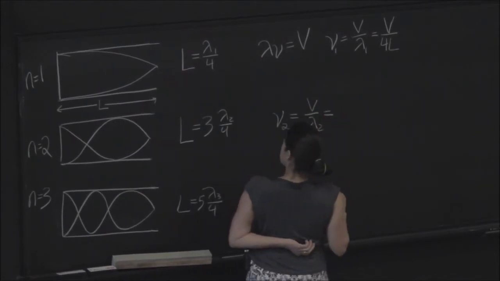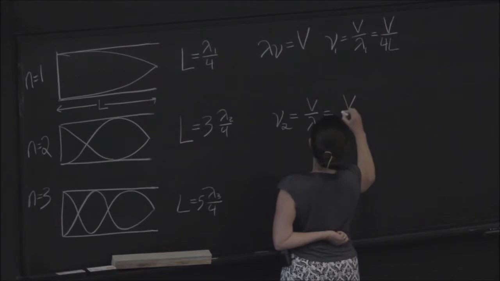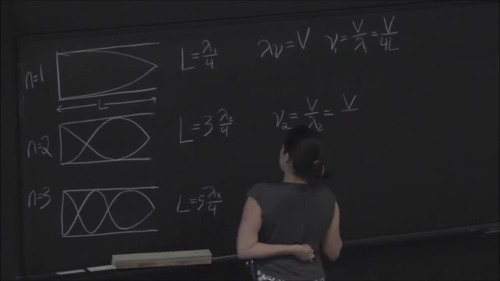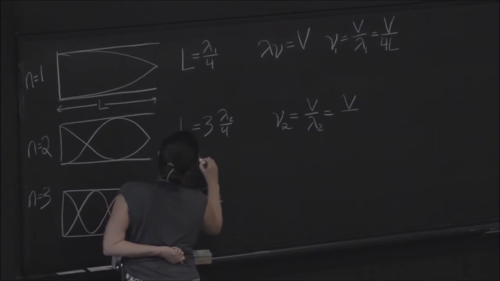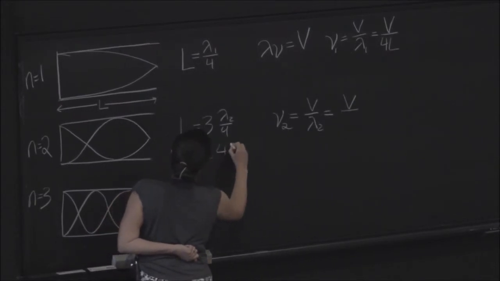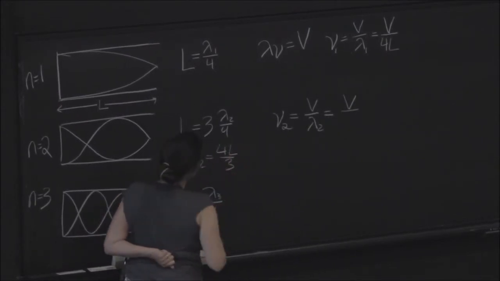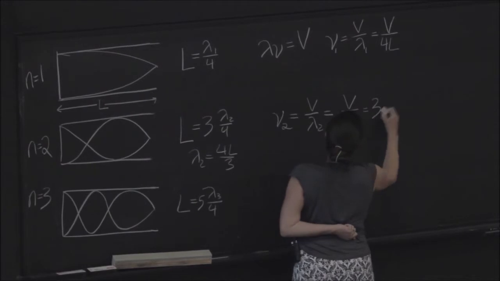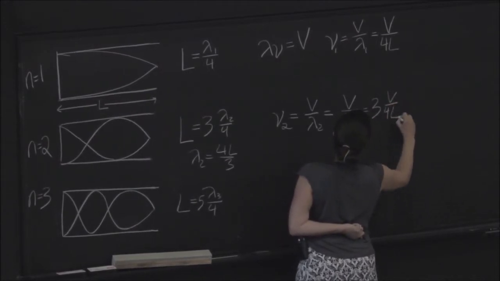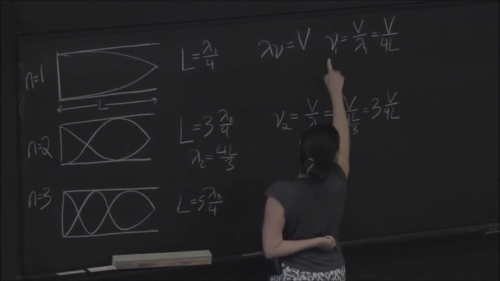So now the frequency for the second harmonic, that looks to me like V over lambda 2, and lambda 2 is going to be 4L over 3. So that's 3 times V over 4L. Oh, look, that's just 3 times our fundamental frequency.